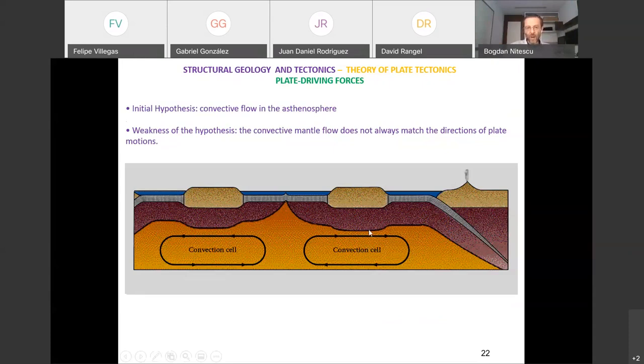But actually, it was discovered that the convective mantle flow does not match, in many cases, the directions of plate motions. So there must be a different mechanism. This cannot be, if you have places where the movement of the matter in the asthenosphere is in a different direction, then how can you explain that?